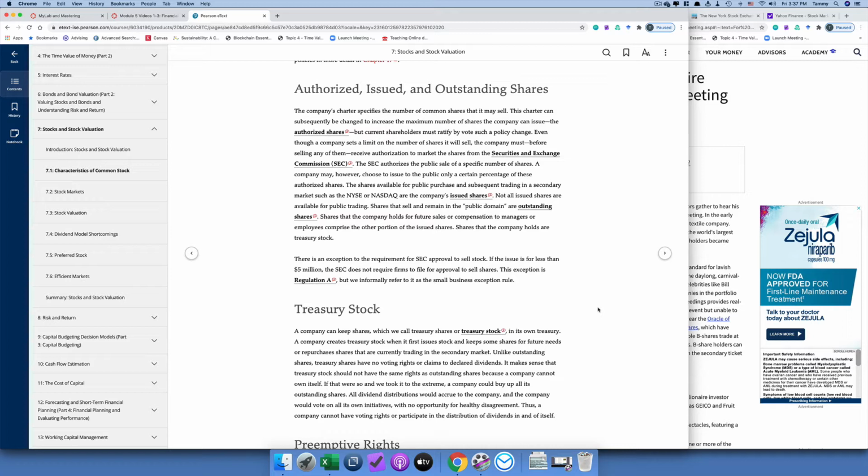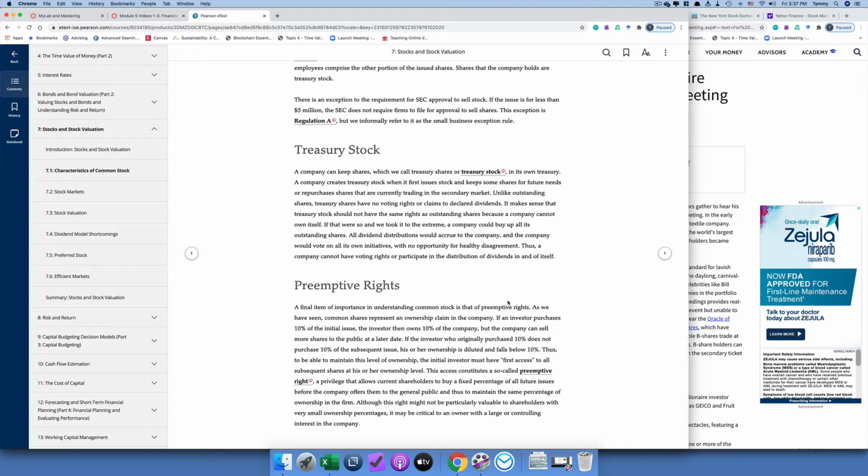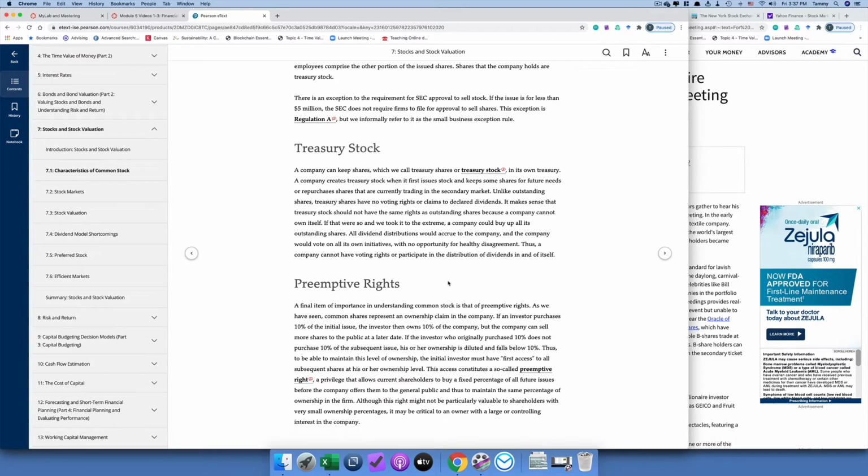Or sometimes they're given as compensation to employees or managers. And sometimes, as a matter of fact, companies can keep their own stock internally. That's called treasury stock. And then the last issue that they talk about with stock is related to this idea of dilution, which they don't actually mention.